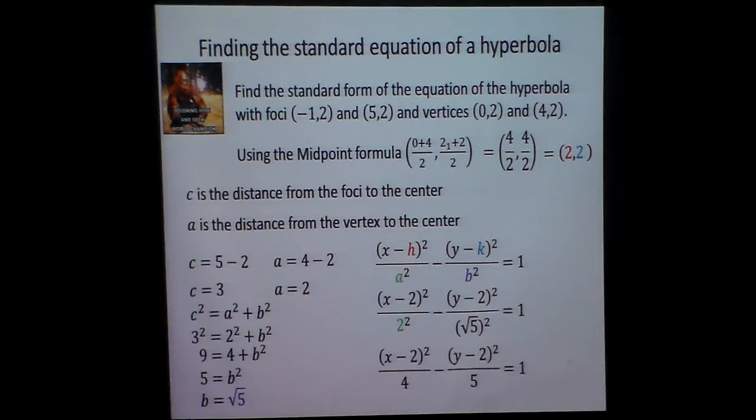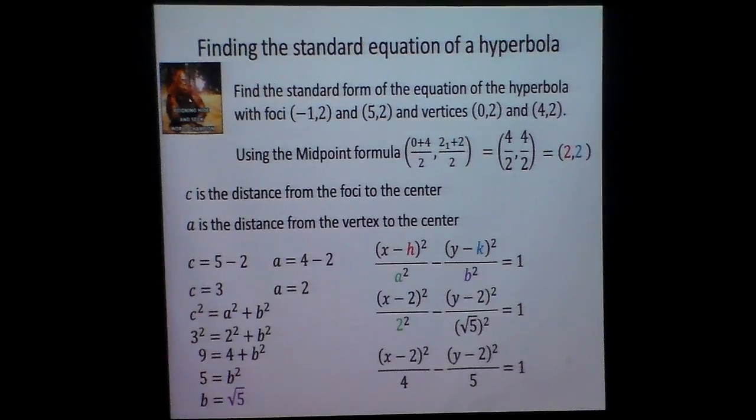This is actually not that hard, because what you have to remember is to find the midpoint, and then remember that c is the distance from the foci to the center, a is from the vertex to the center, and a squared plus b squared equals c squared. That helps us find a and b, and we have to find c in order to find b. So that was the idea behind that. And now we've written the standard form of that particular equation, knowing just those points right there.